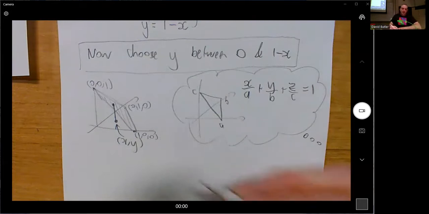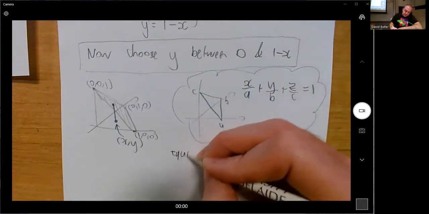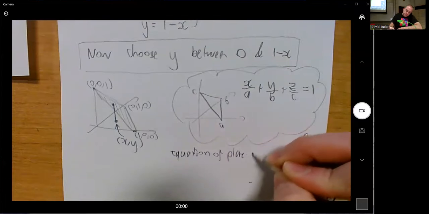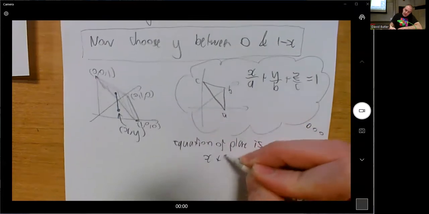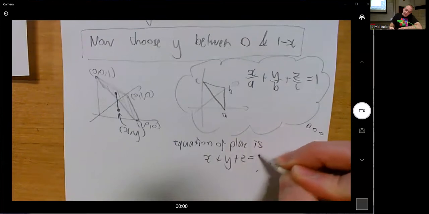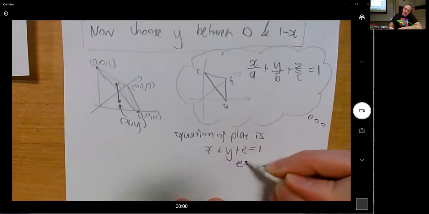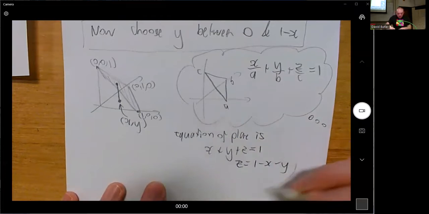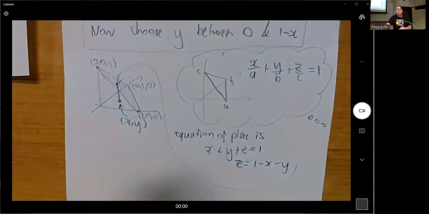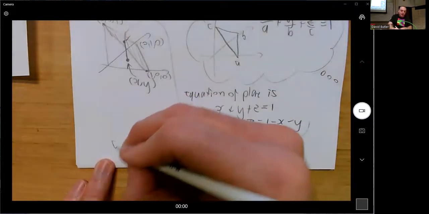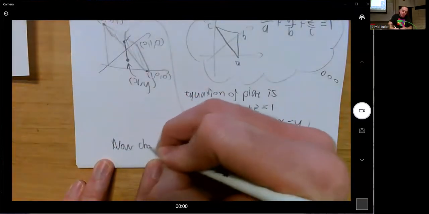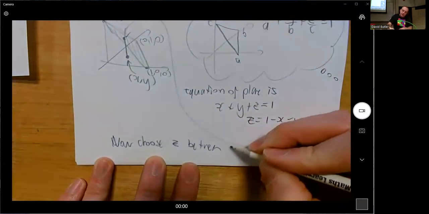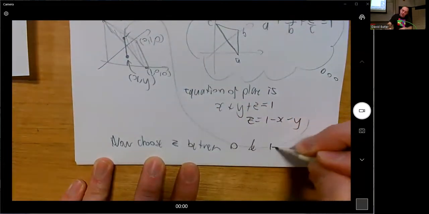So the equation of the plane is x plus y plus z equals 1. And so z is equal to 1 minus x minus y. And so that is what this z coordinate is just here. And so now I can choose z between 0 and 1 minus x minus y.